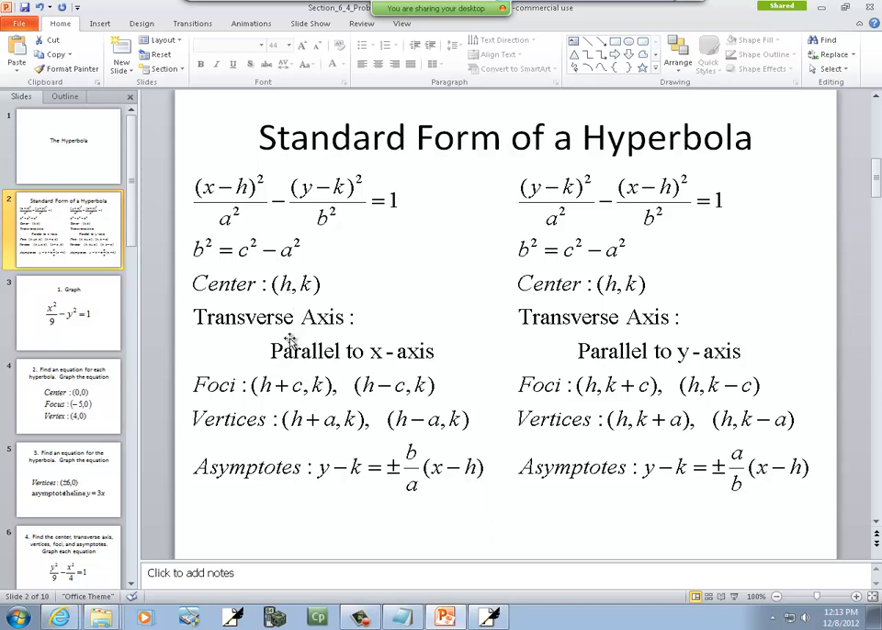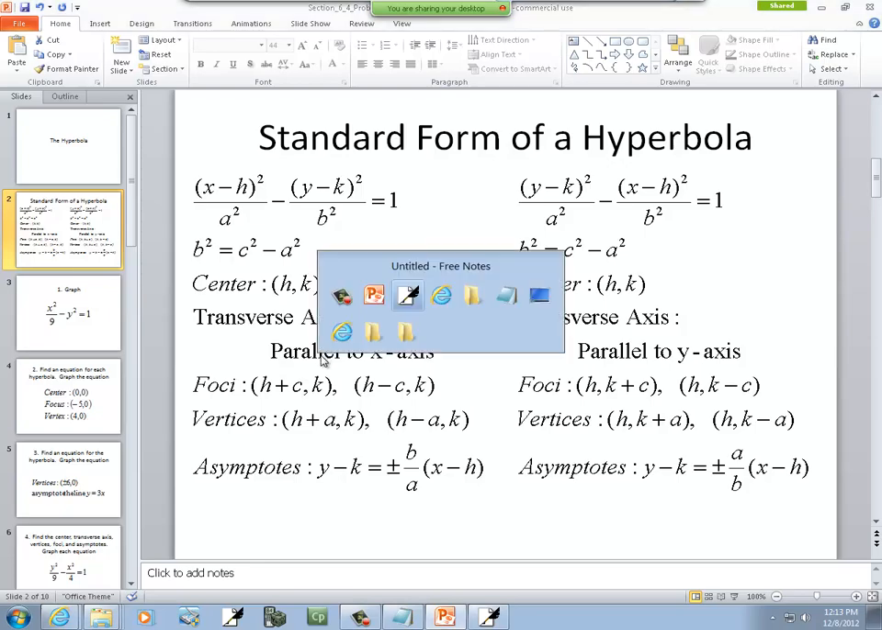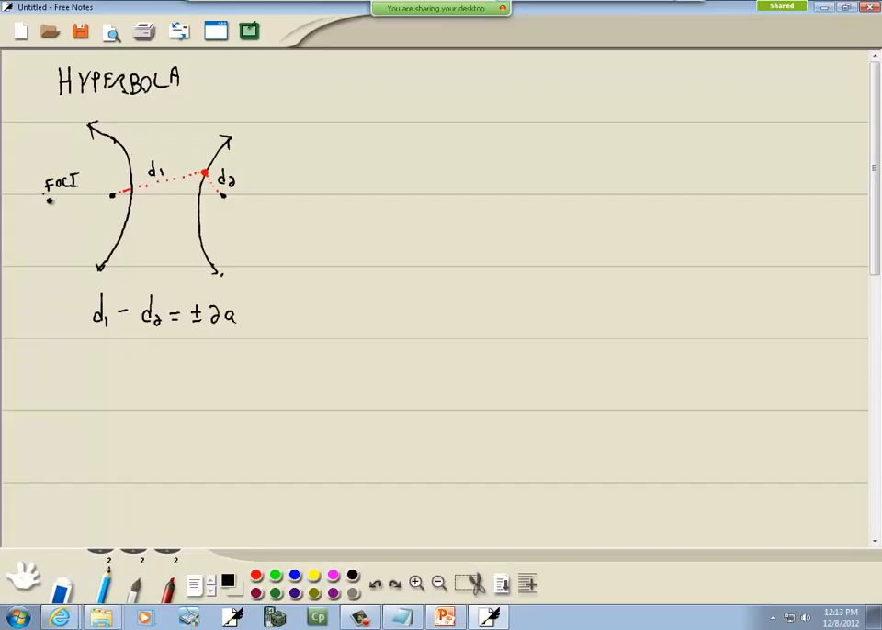For the formula on the left, our transverse axis. Transverse axis is what would go through like this. Let me go back to my writing class. Try it again. Transverse. That's better. Not perfect, but better than that. That's our transverse axis. It kind of helps you to see how it opens, whether it opens to the left and to the right, or up and down.